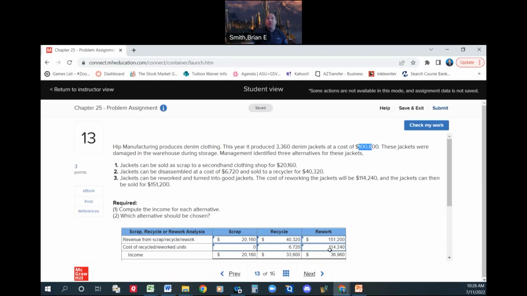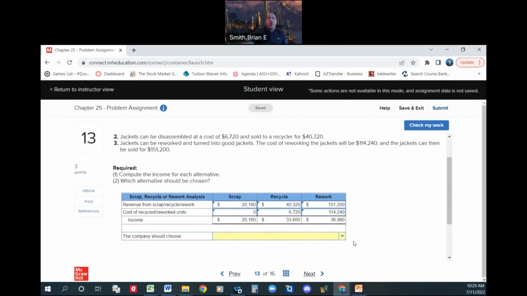As well, these are going to be costs that are going to be capitalized in inventory, and so therefore we're going to be debiting cost of goods sold. But it's not going to just be this 114,240. We're going to add it to this, and then we're going to be debiting a loss on that transaction.